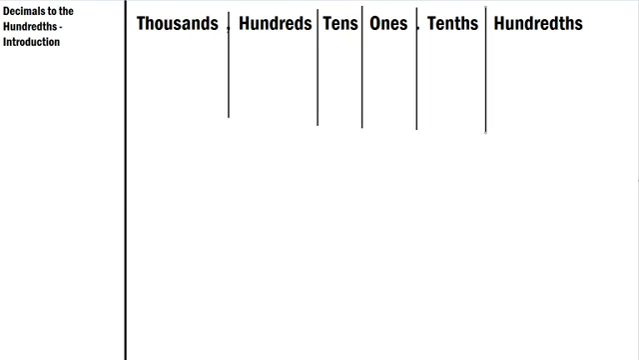This is an introduction. Let's review: we have the ones place, the tens place, the hundreds place, the thousands place to the left of the decimal point. Here is our decimal point. It's always right between the ones and the tenths. And then to the right we have the tenths, and then we have the hundredths place.